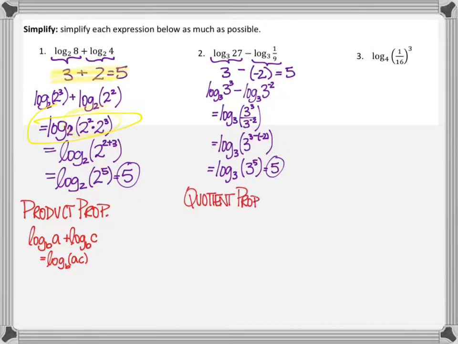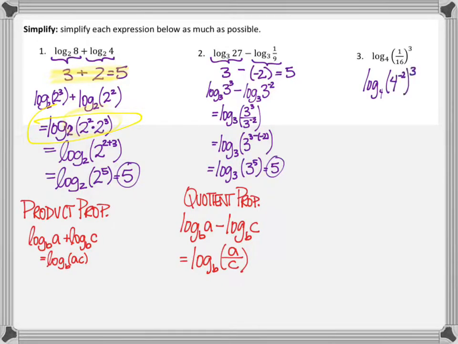So this is our quotient property, or quotient rule, where if we're subtracting two logs with the same bases, we can actually divide the arguments, because we would subtract those exponents. And really always remember, logs are exponents. So I'm just going to put out these two different situations for this last one. Again, writing 1 over 16 as my base 4, so 4 to the negative second.